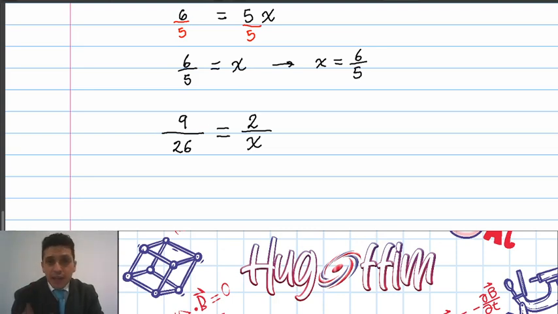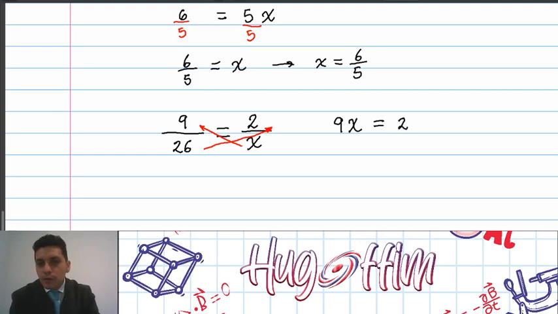Okay? It's okay. But now I'm going to apply the cross product. So the cross product is, hey, I'm going to multiply both denominators on the other side. This is what we're going to do in the cross product. So 9 times x will be equal to 2 times 26. Now I just need to divide by 9, both sides of the equation.